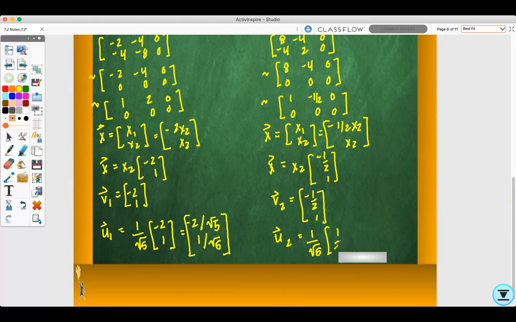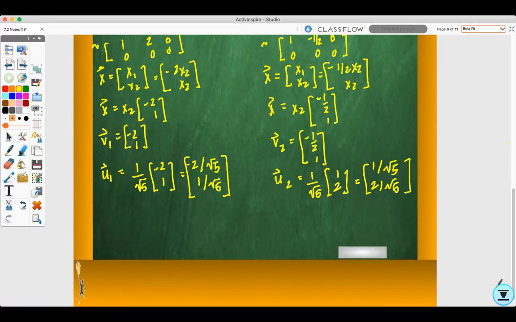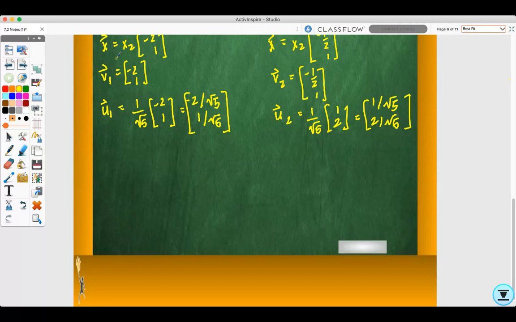And we get (1 over the square root of 5, 2 over the square root of 5). So the associated unit eigenvectors are these, and these are the associated unit eigenvectors. They automatically are orthogonal because they correspond to distinct eigenvalues and provide an orthonormal basis for R2.